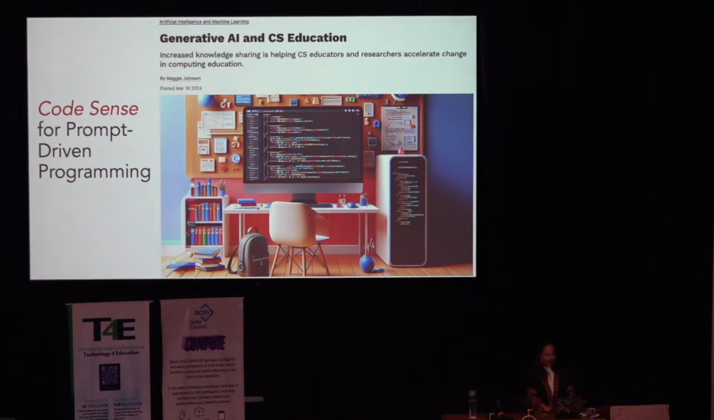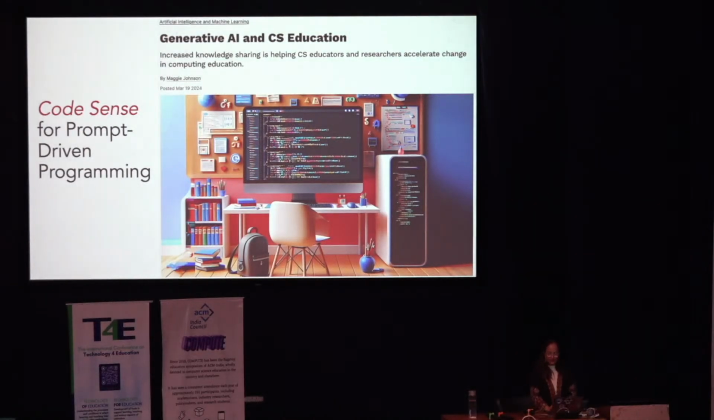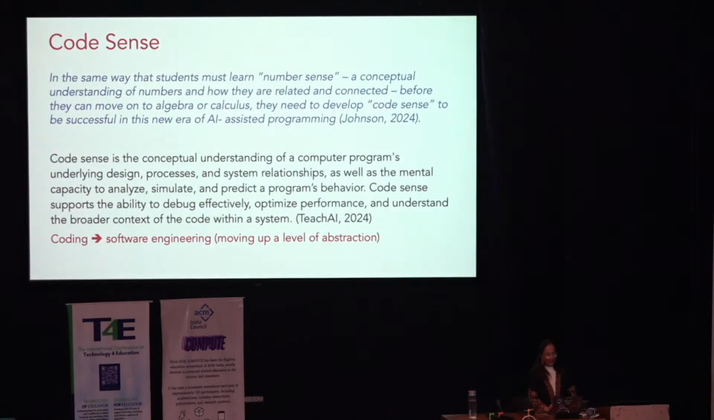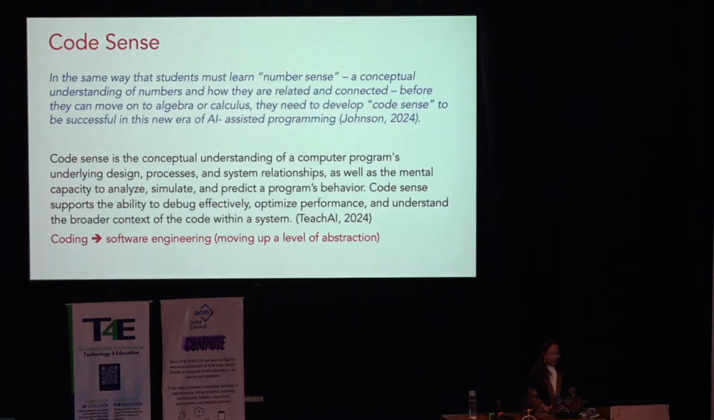And in this era of prompt-driven programming, clearly there's a need to de-emphasize students producing 100% accurate code. Maggie Johnson of Google recently wrote this article on code sense, which she likens to number sense, that what people need is code sense. And she defines it as a conceptual understanding of how things are related and connected.